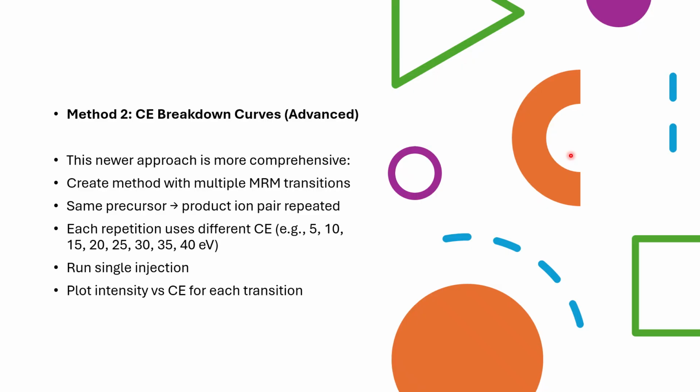Now the advantage of this advanced method is that it visualizes the entire collision energy response range, and it automatically identifies plateaus versus sharp peaks. And you can also test it in actual matrix and not just solvent. And it would also reveal if there is any matrix effect, and it would optimize the collision energy.